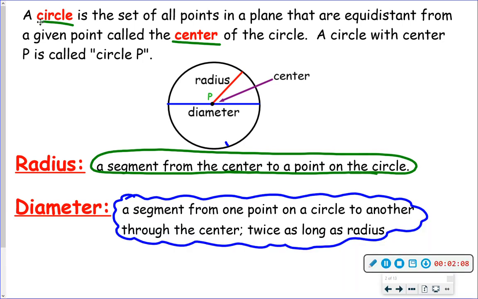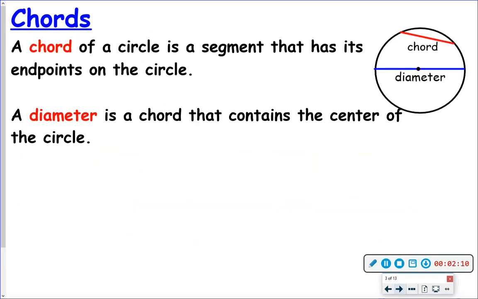Okay, some new vocabulary probably for you. Next up we're going to talk about is a chord. A chord of a circle is a segment that has its endpoints on the circle. Now, chord, you can see it's in red here. Endpoints, because it is a segment on the circle. A diameter is a special type of chord, because a diameter is a segment, but it goes through the center. So diameter is a chord that contains the center of the circle, just for knowledge's sake.